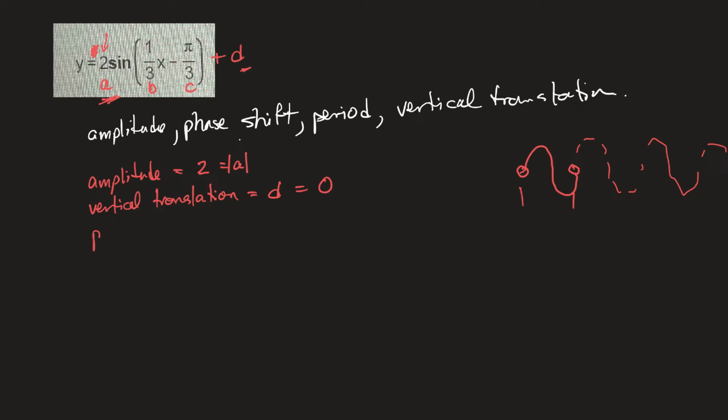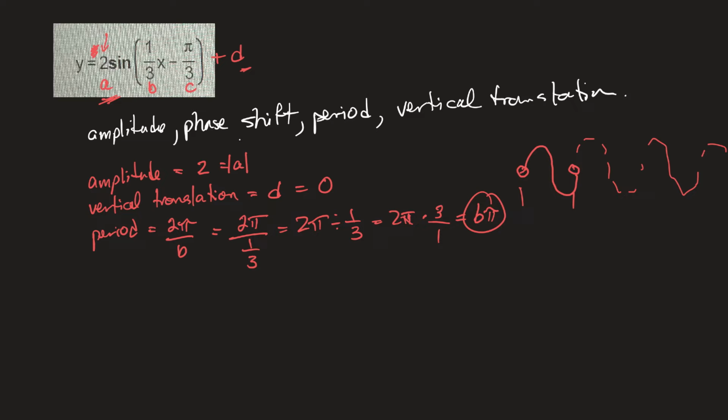And you always get the period, you can't just look at the number there. The period is always 2 pi divided by whatever B is. So in this case, it's 2 pi divided by 1/3. And so that's 2 pi times 3/1. Right, dividing fractions, invert and multiply. So 2 pi times 3 would be 6 pi. Okay, so the period of the graph would be 6 pi.